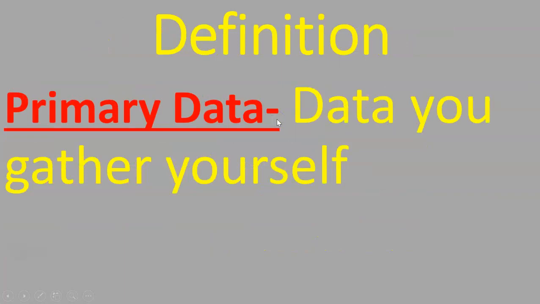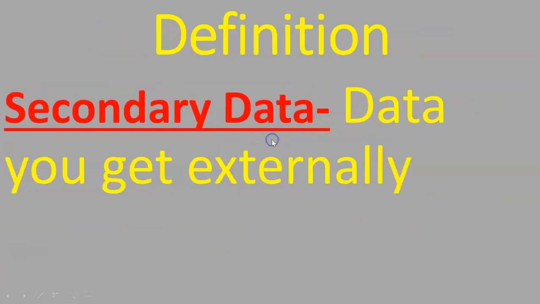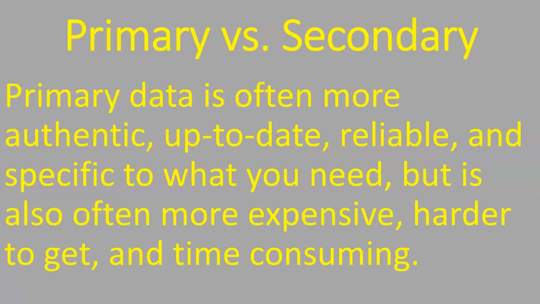Another concept is primary data versus secondary data. Primary data you gather yourself. Secondary data you get externally, you just get somewhere else. And when comparing the two, primary data is generally more authentic, up-to-date, reliable, and specific to what you need. Okay, you gathered it yourself, so if you're interested in something, you probably have just gathered it. You know it's what you need because you did it yourself.